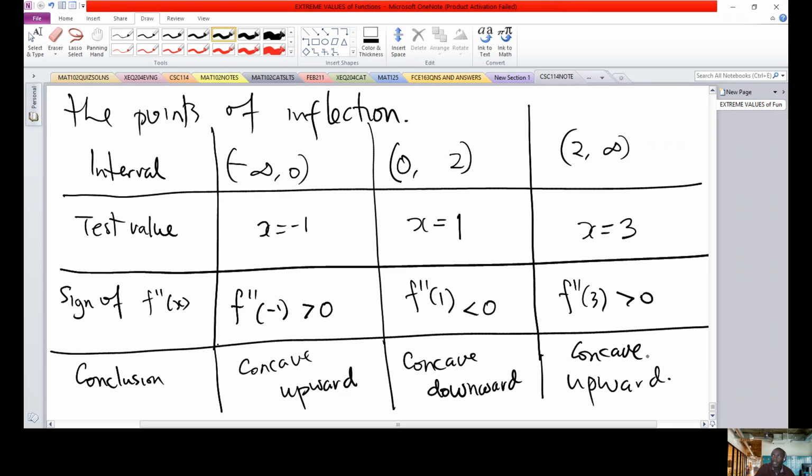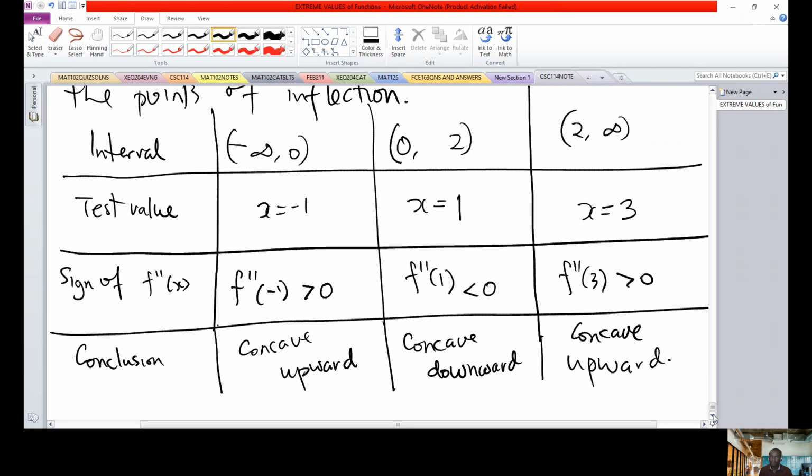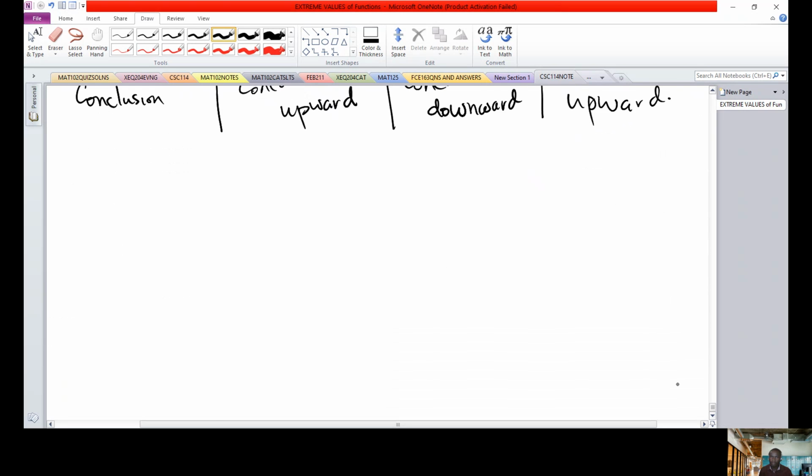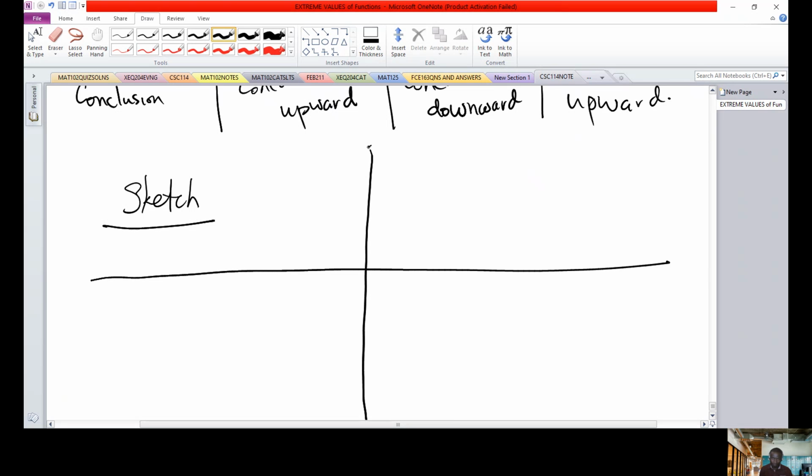So the sketch of this function. With this information, this is how the sketch looks like. So 0, then we need 2. And then remember, you can also get the critical points.